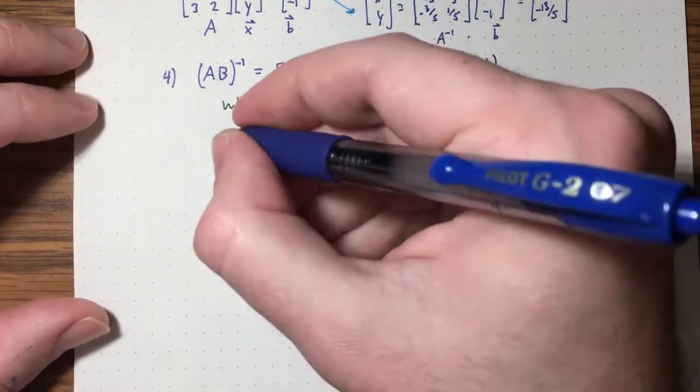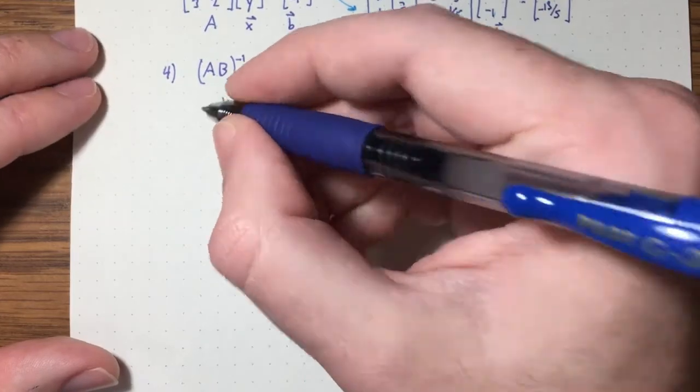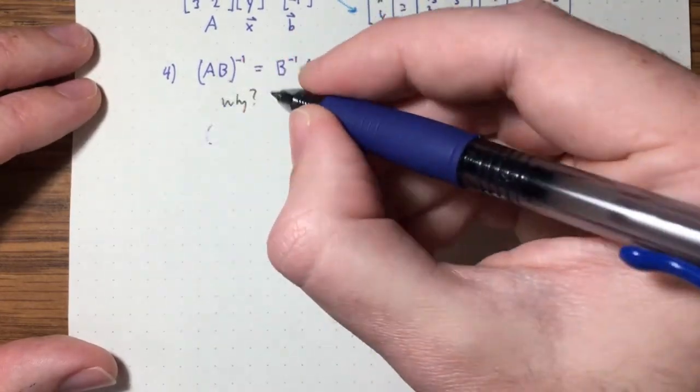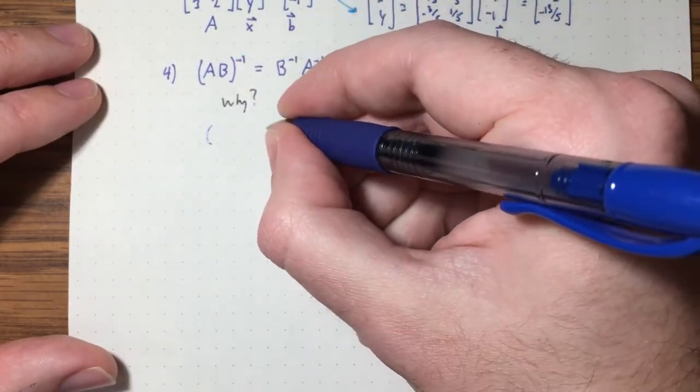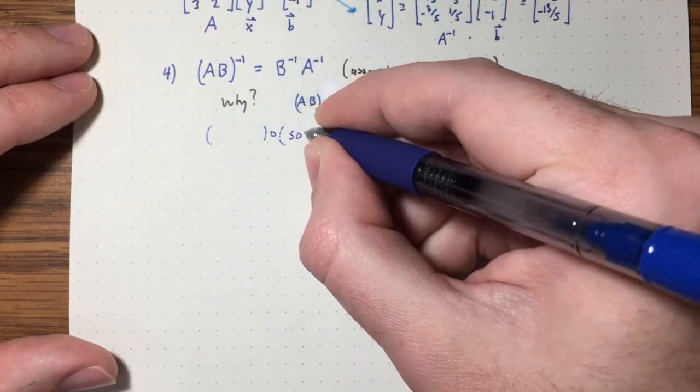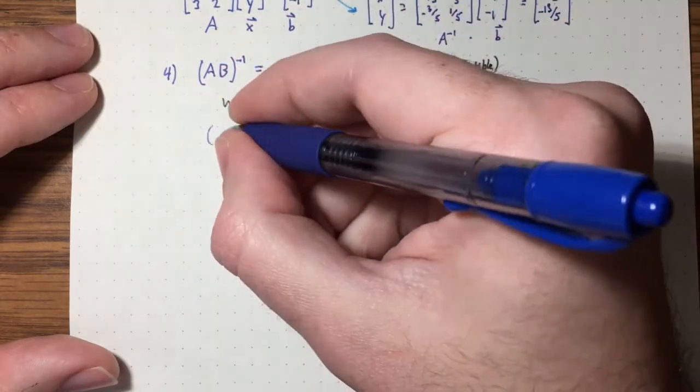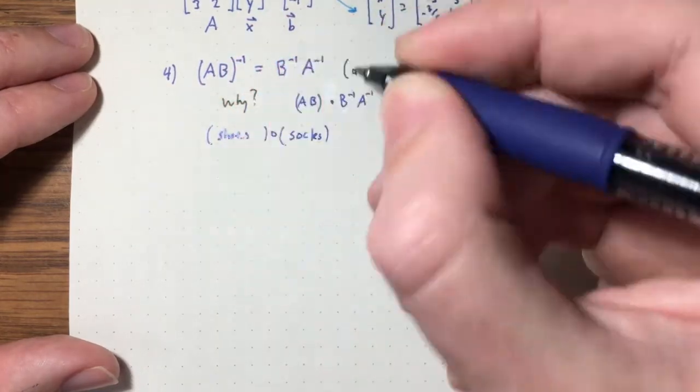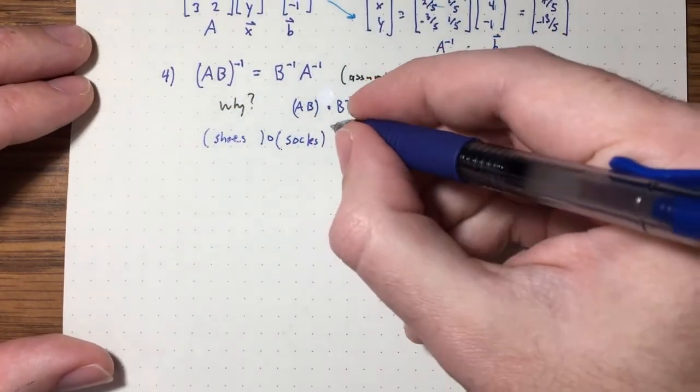Another example, this is kind of a cool example to think about. What if I want to reverse the following transformation? So first I'm going to put on socks, and then I'm going to put on shoes. So what if I want to do the inverse of this?